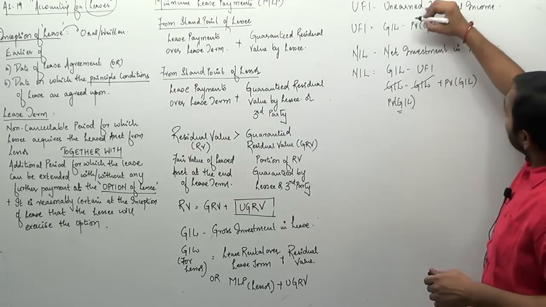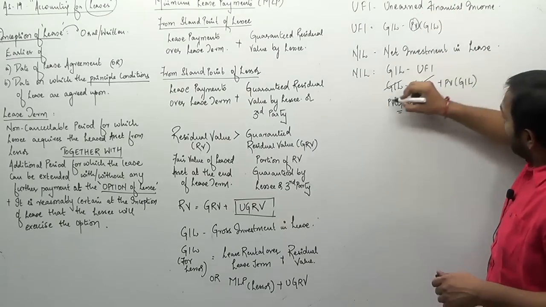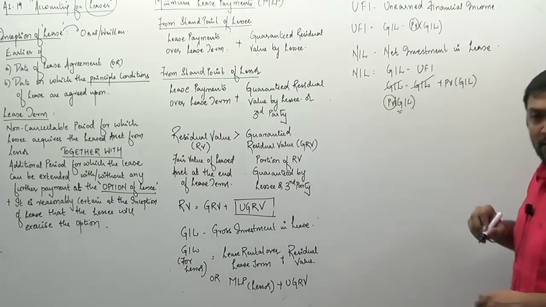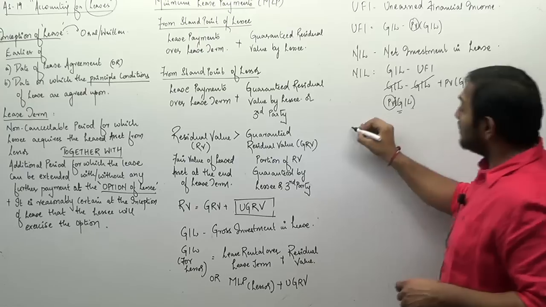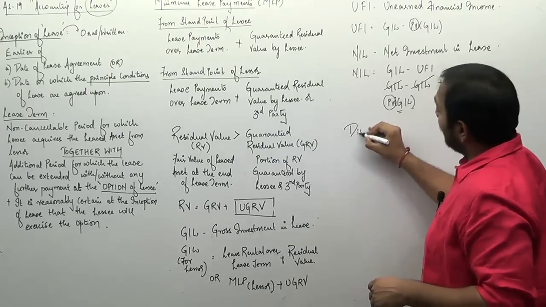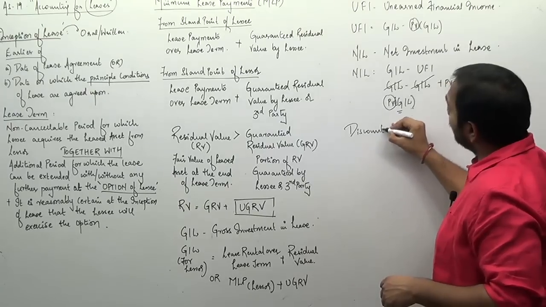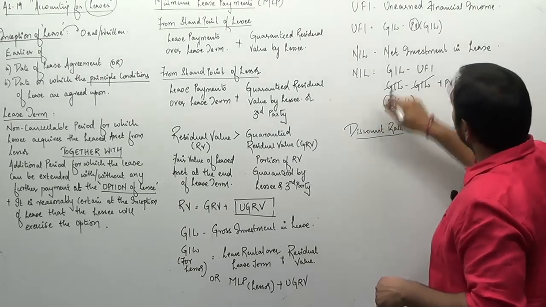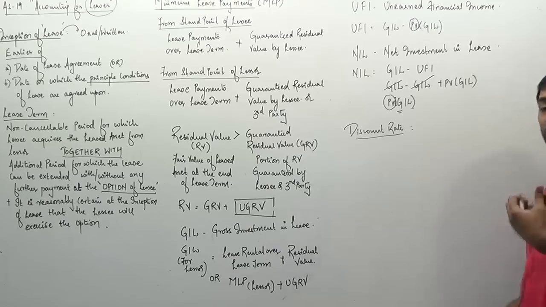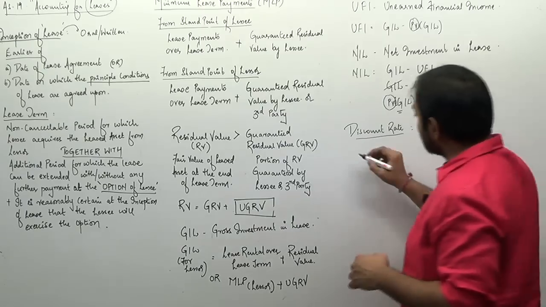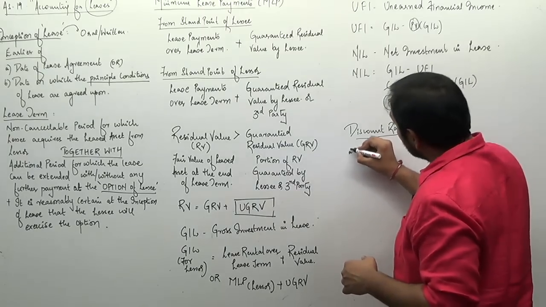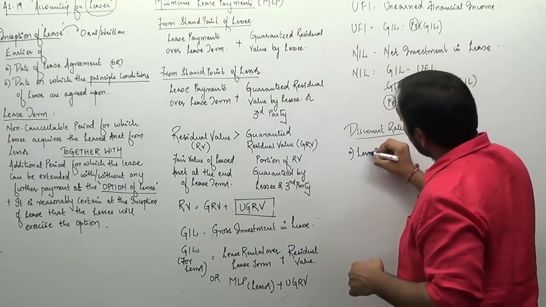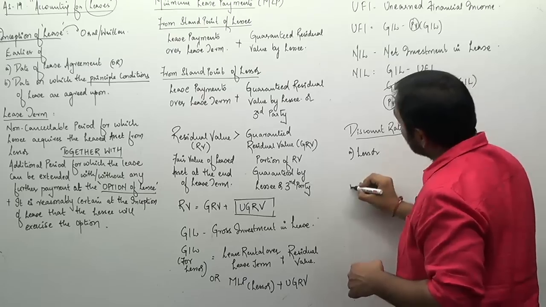Whenever we are talking about present value, how do we get present value? Present value always is through a discount rate. You need a discount rate to identify the present value. That means wherever we have been using present value, we need to know what discount rate is applicable here. So the discount rate is different for both lessor as well as for the lessee.